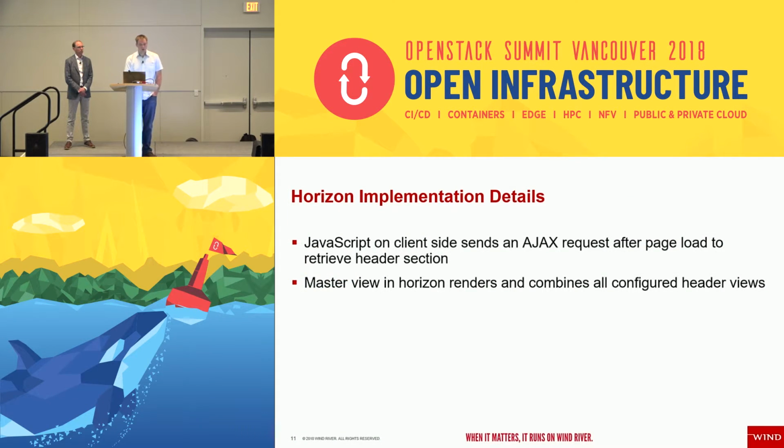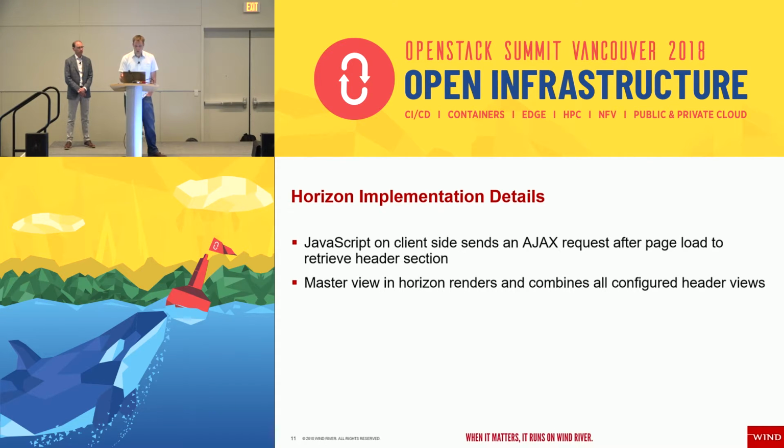So now I'll be getting into the Horizon implementation details. We accomplished this by adding some JavaScript to run on the client side, which will send out an AJAX request after the page loads to retrieve that header section HTML. The benefit of it being an AJAX call is that it's asynchronous, so there's no impact to load times. We thought that was important. So there is a bit of delay from seeing the header section after the page loads, but we thought that was more important, so that we get the user what he wants to see ASAP, with no extra delay there.